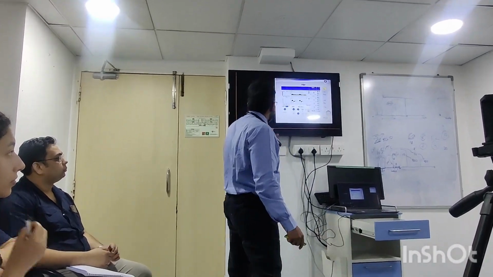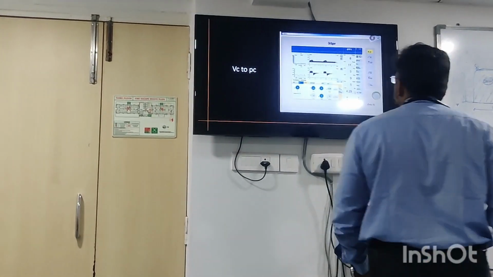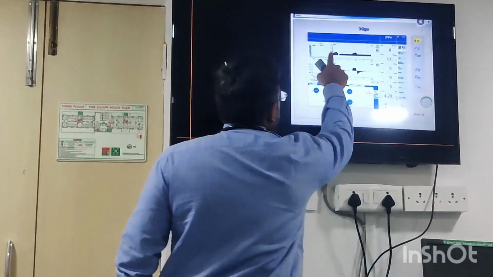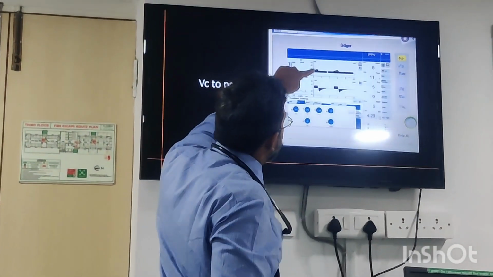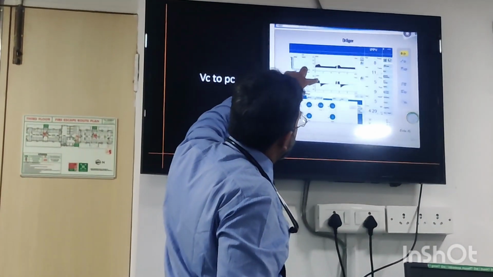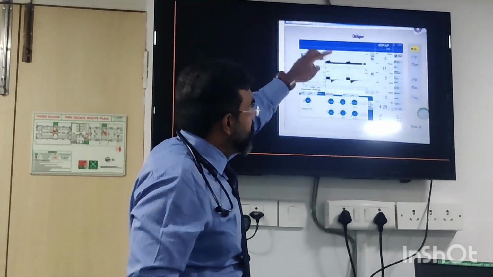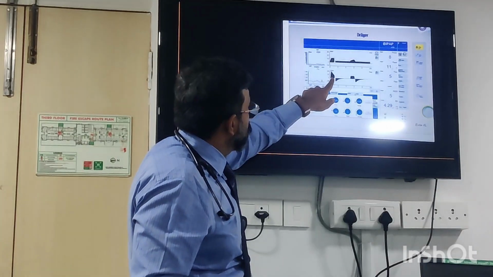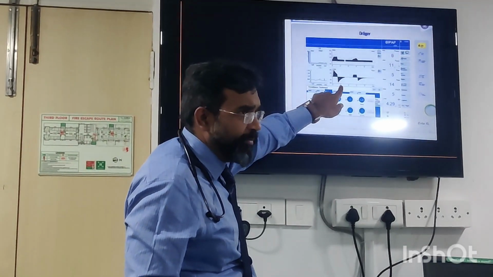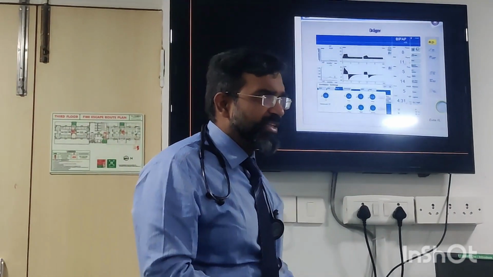So what kind of breath is this? Look at this. Pressure going up, coming down. Pressure going up, coming down. Can you see pressure going up, coming down? Flow remaining constant. So this is volume control mode. Flow remaining constant, volume remaining constant. Now I am converting from volume control to pressure control. See, convert to pressure control. What has happened? Suddenly. Did you see what has happened suddenly?